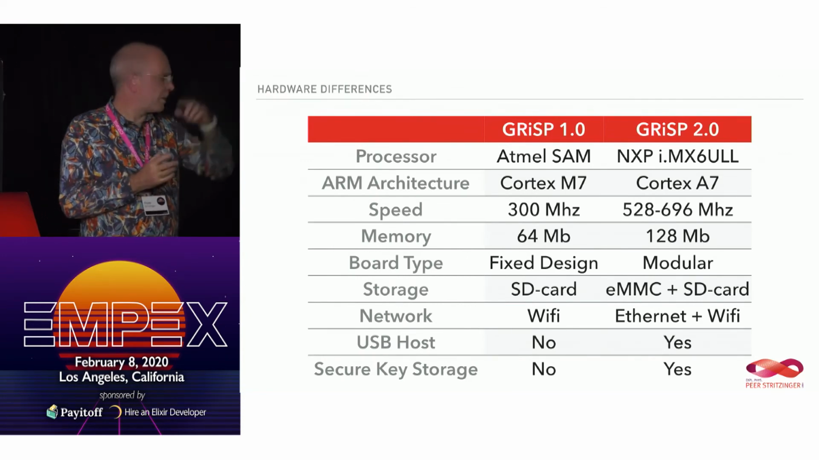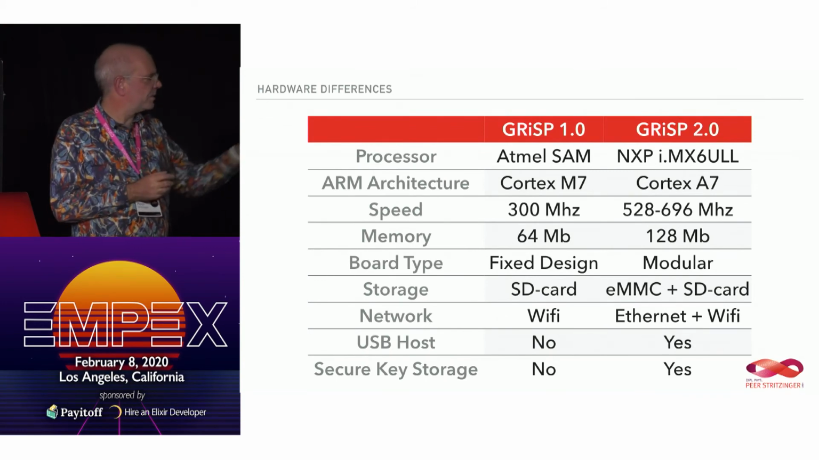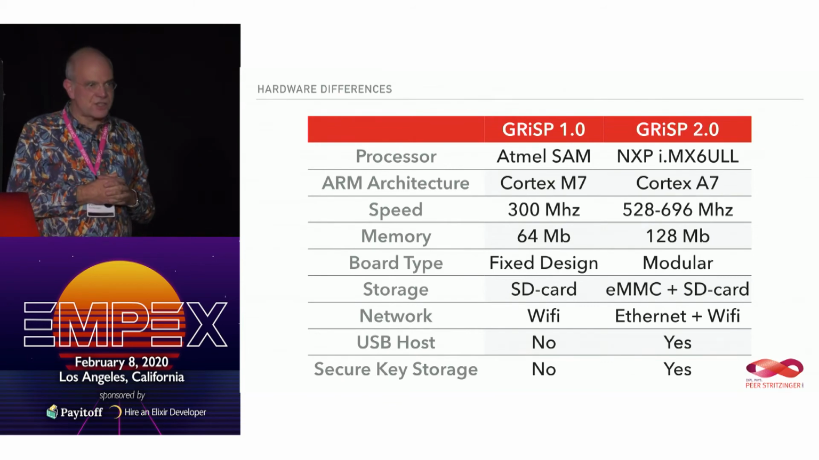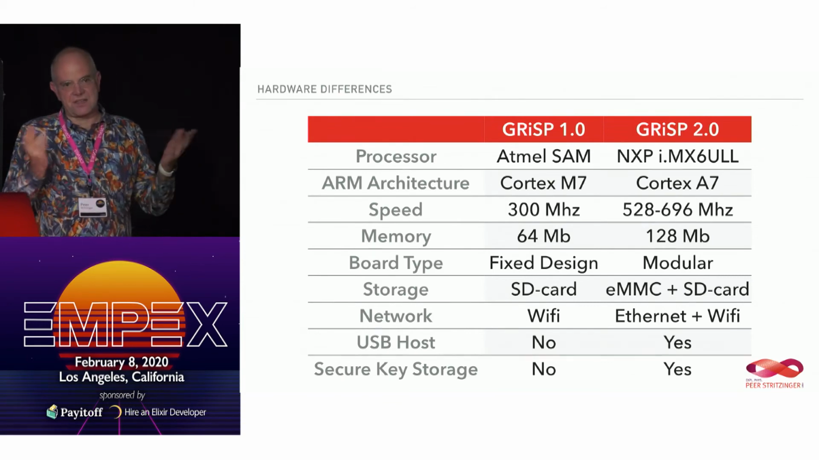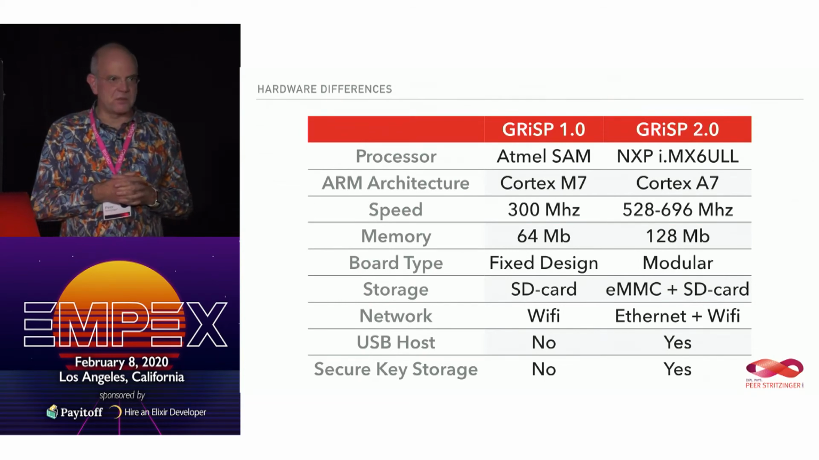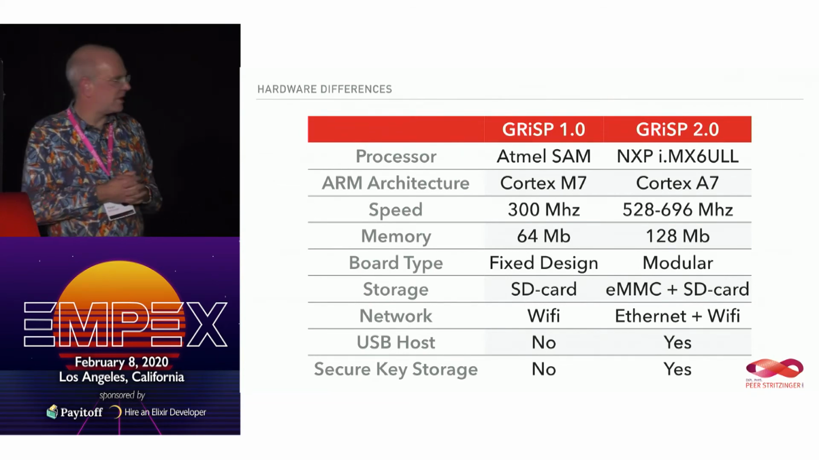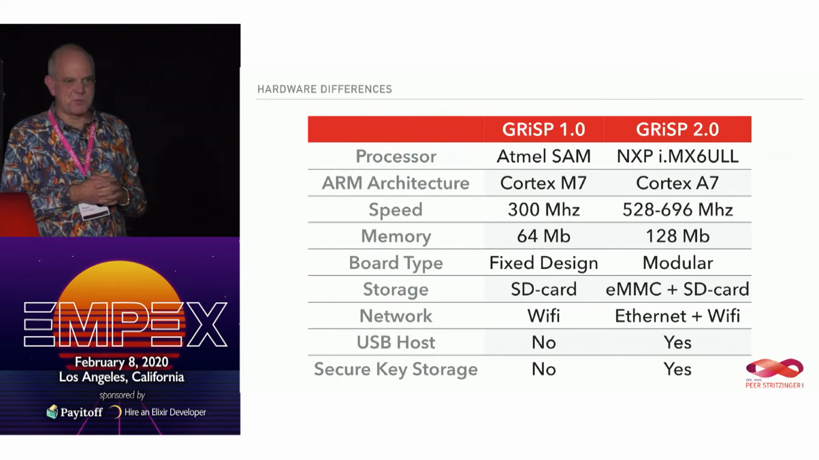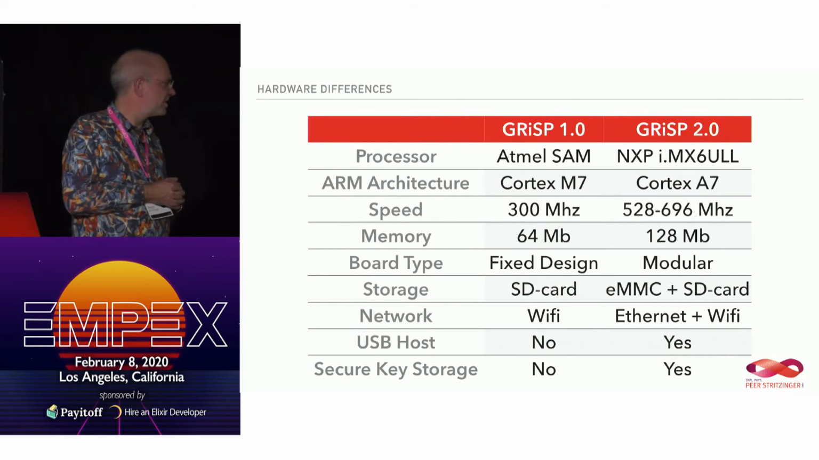So the GRiSP board has just an SD card. GRiSP 2 has eMMC, which is kind of like a soldered-on SD card, and in addition an SD card. It's nicer if you want to do a small batch prototype because SD cards tend to fall out when it gets bumpy. The soldered-on parts fall off also when it gets bumpy, but you need much more Gs.